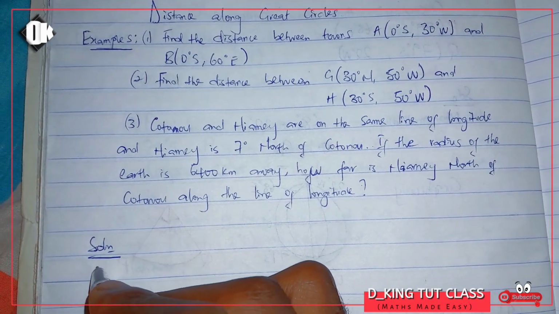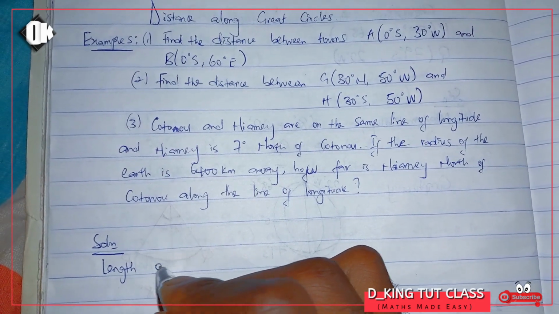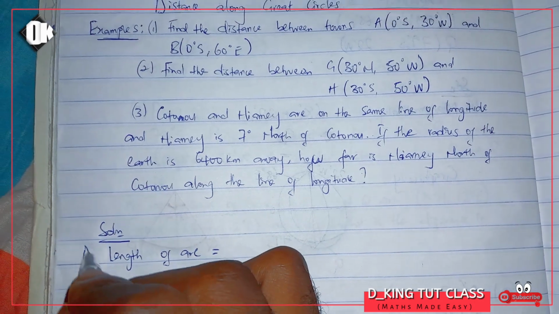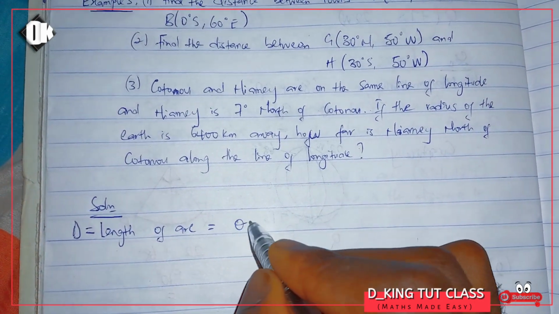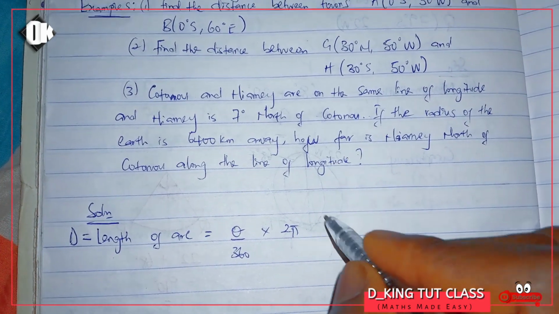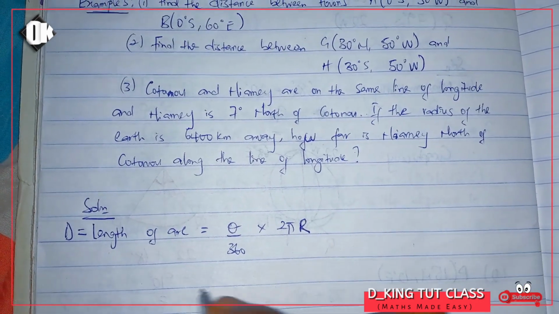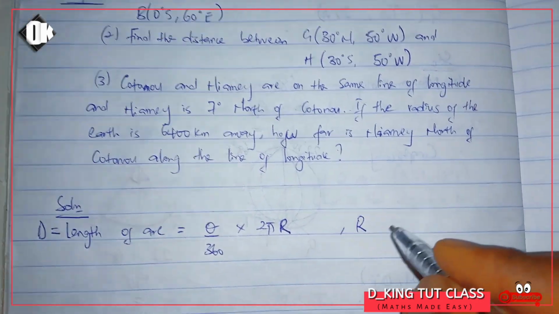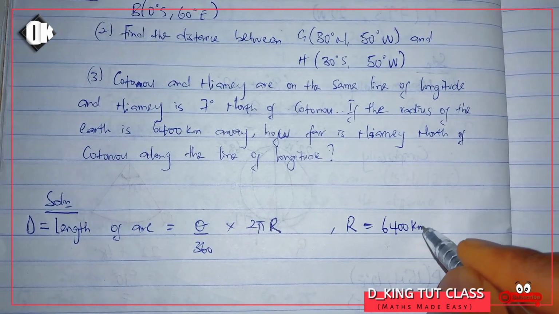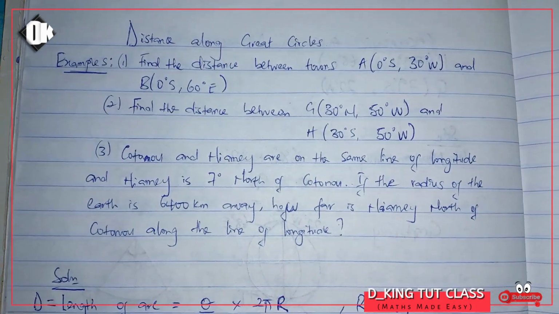To solve this, we have a formula. I'm going to be using the formula for length of arc on that sector to get our distance. That's the distance formula, which is theta over 360 times 2 pi r. For great circles, I'm going to be using big R; for small circles, I'll be using small r. For great circles, my big R is equal to 6,400 kilometers. It's a constant value. So let's then solve.